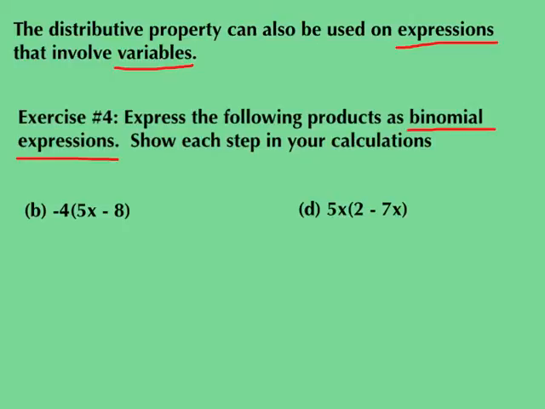B, negative 4 times 5x minus 8. Remember, what we're doing is we're distributing. That's right out in front of my parentheses, so let's distribute it. Negative 4 times 5x is going to give me a negative 20x. Negative 4 times negative 8 is going to give me a positive 32.